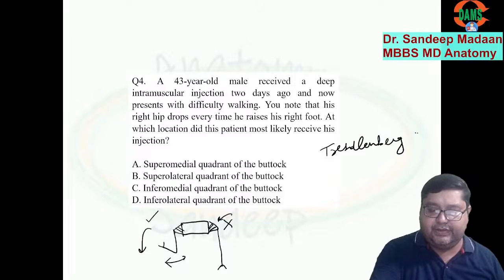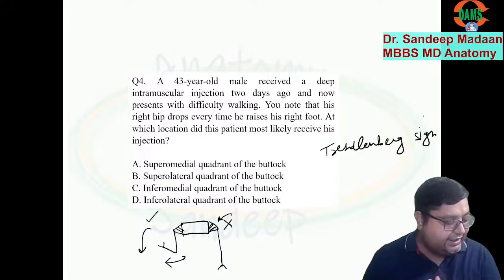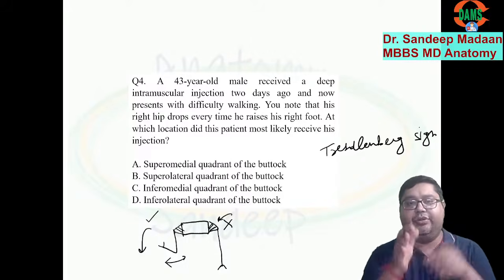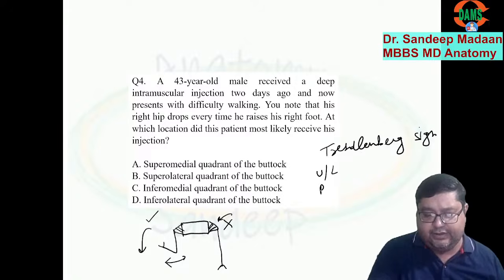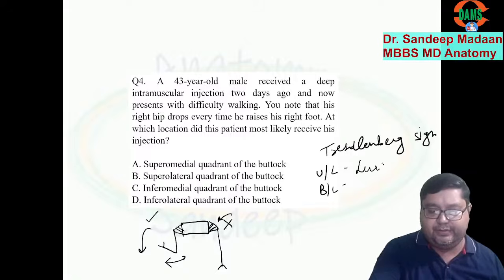Trendelenburg sign. What's the name of the gait? Yes, quickly. Name of the gait, beta, unilateral and bilateral. What do we say? Lurching gait and waddling gait.